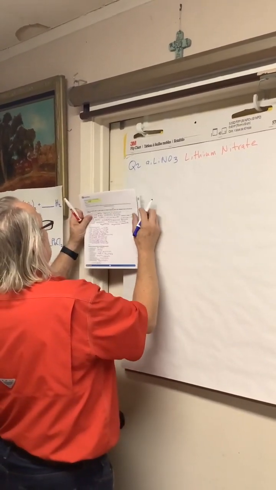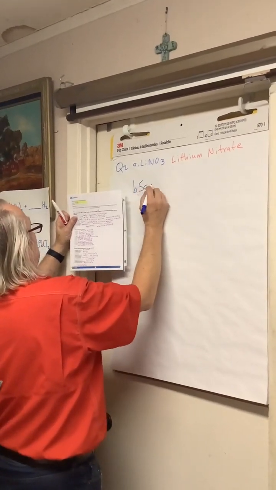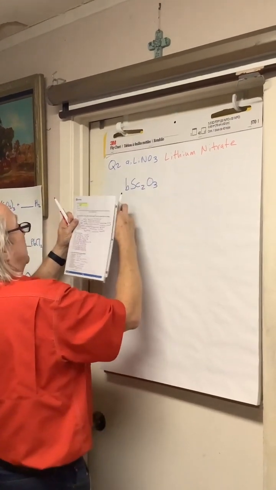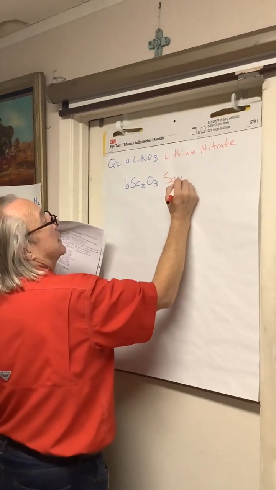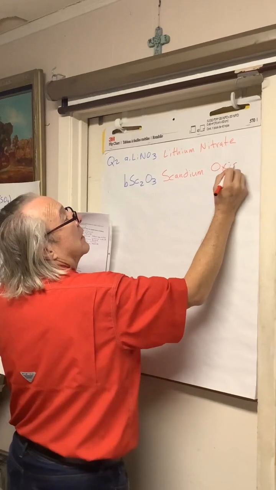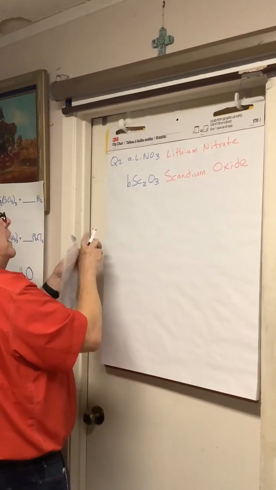The next one is Sc2O3. We don't see it very often. This is scandium, one of the Scandinavian ones. Scandium oxide. Oxygen, change it to the -ide.